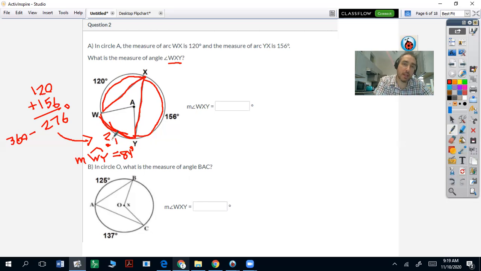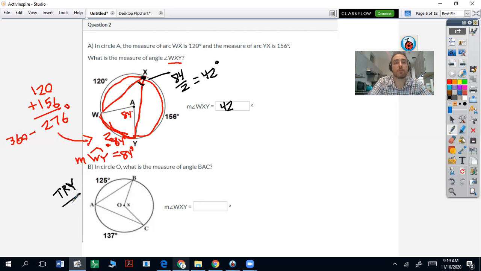So now that I know that's 84 degrees, of course, the central angle is 84 degrees. We can figure out the angle over here in the inscribed portion of it. That's just going to be 84 divided by 2. So 84 divided by 2 is 42 degrees. So that angle here at X is 42 degrees. Try number 2. Check it with your teacher in class.